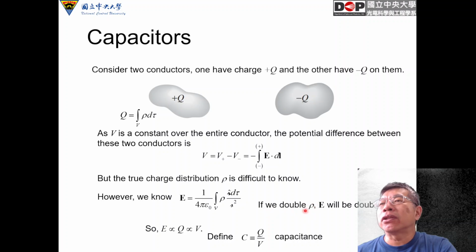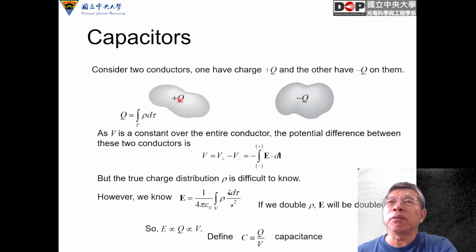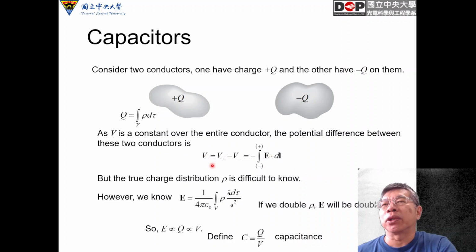If we double the charge density, even though we don't know the distribution, the electric field will be doubled. So if we have 2Q and minus 2Q, the electric field is just doubled, regardless of how it is distributed. So the electric field is proportional to the charge and proportional to the potential. If you double the charge, the potential will be doubled.